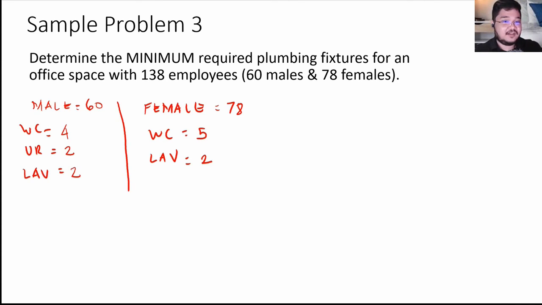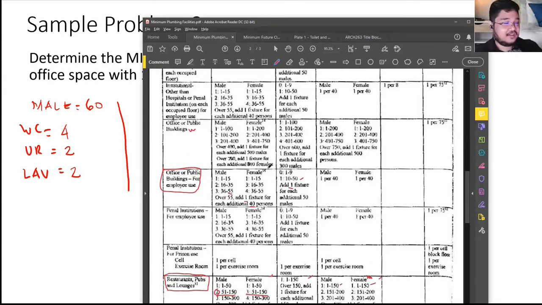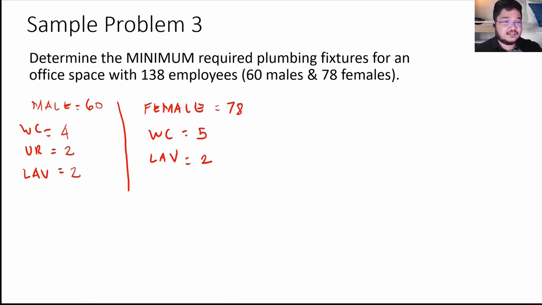Okay. So there we have it. Then again, take note there's footnote 14. So again, we need to satisfy this equation: male water closet plus urinal equals female water closet. So our water closets and urinals for males is 6, and our water closets for the females is 5. So we're going to add 1 here so that it becomes 6.